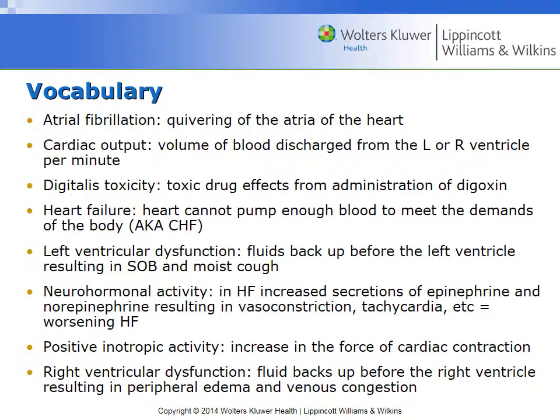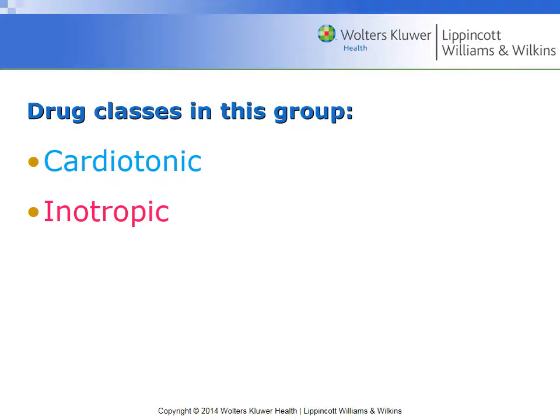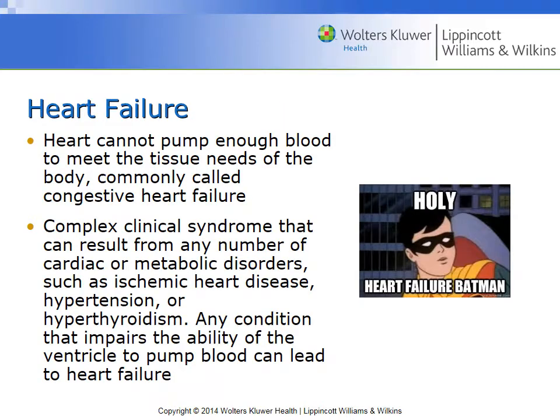And then right ventricular dysfunction is when fluid backs up before the right ventricle, and it results in peripheral edema and venous congestion. So the right ventricle is not pumping like it should. Fluid backs up before that because it's not being processed correctly. And we see that right-sided, quote unquote, heart failure, which is hallmarked by peripheral edema. So we're going to talk about the cardiotonic drugs and the inotropic drugs in this section. Those are the two classes we're covering.